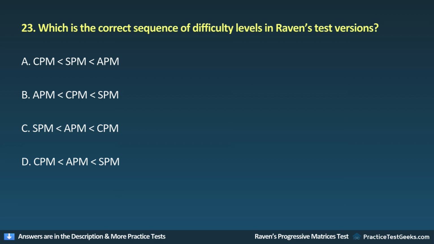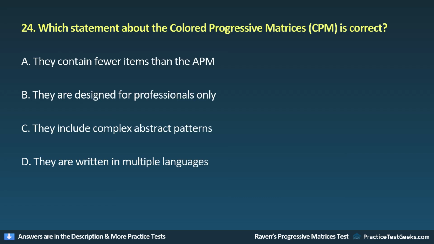23. Which is the correct sequence of difficulty levels in Raven's test versions? A. CPM, SPM, APM. B. APM, CPM, SPM. C. SPM, APM, CPM. D. CPM, APM, SPM.